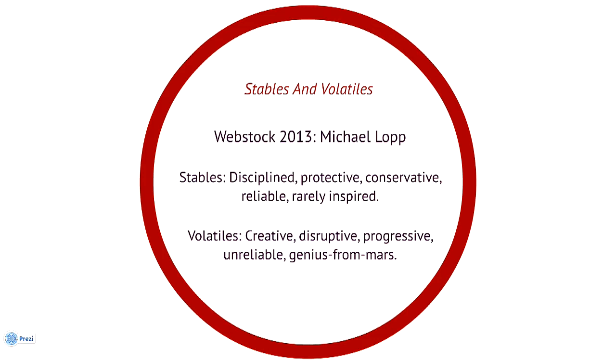Stables, they're disciplined, they're protective of their code, they're conservative, they cross the T's, they dot the I's. They're the workhorses of the entire organization. Sometimes they're rarely inspired, whereas volatiles, they're the genius and Mars types. They'll do a couple of months' worth of work in an afternoon, given suitable caffeine and motivation. Here's the problem. Stables are protective of their code, and volatiles generate a lot of stuff, and these guys don't get on. Michael's talk changed my perspective on the way to look at these people.